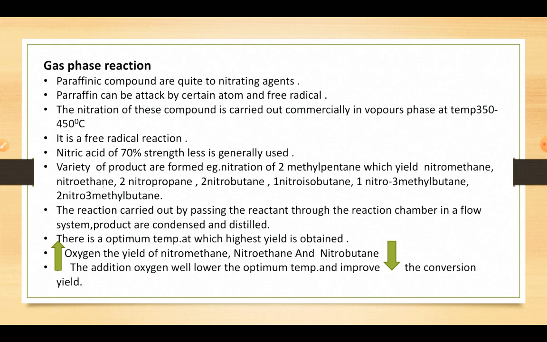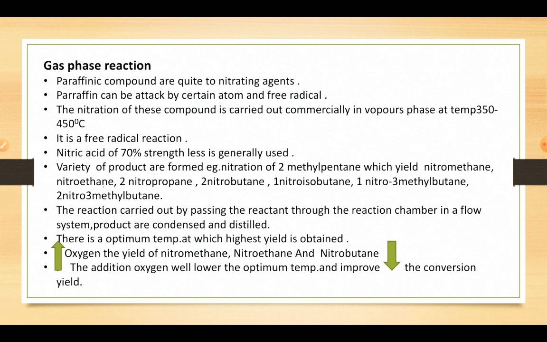Gas phase reactions. Paraffin compounds are quite difficult to nitrate. Paraffin can be attacked by certain atoms and free radicals. It's a free radical reaction. Nitration of these compounds is carried out commercially in the vapor phase at temperatures of 350 to 450. Nitric acid of 70% strength or less is generally used. A variety of products are formed.